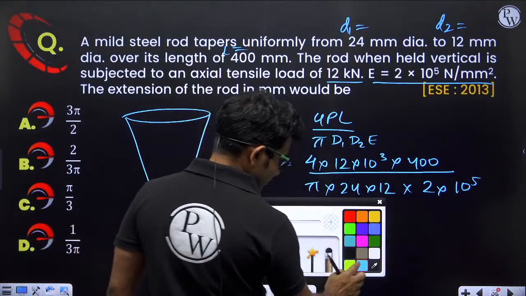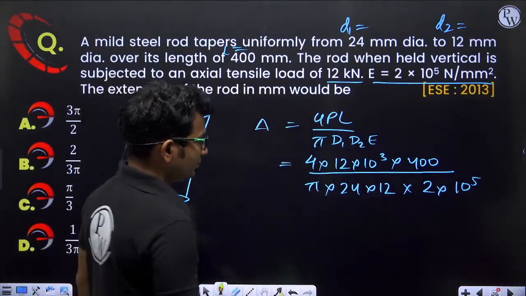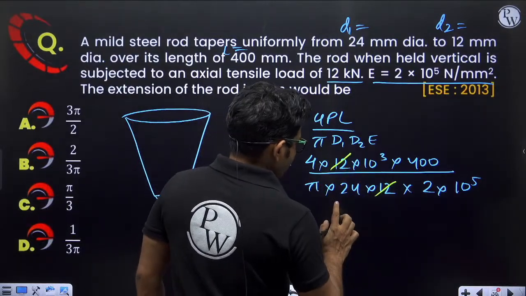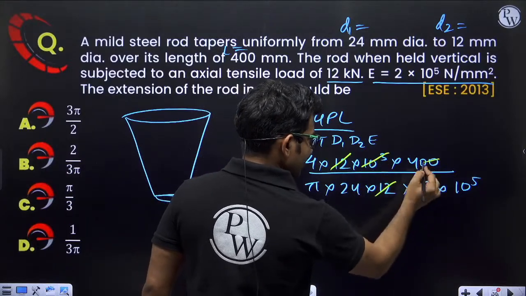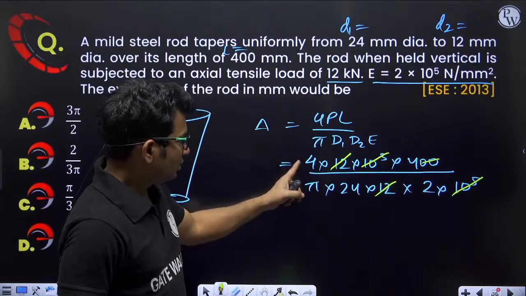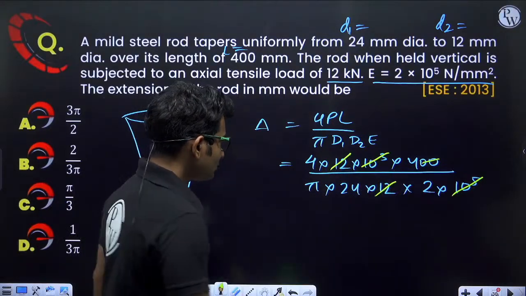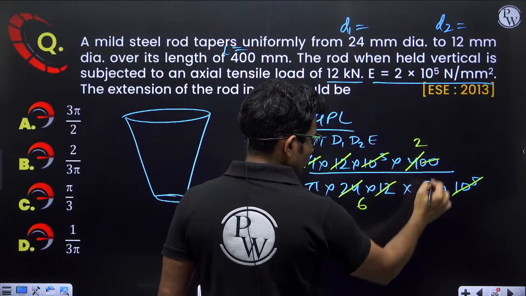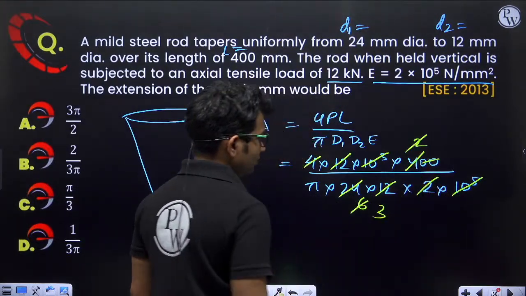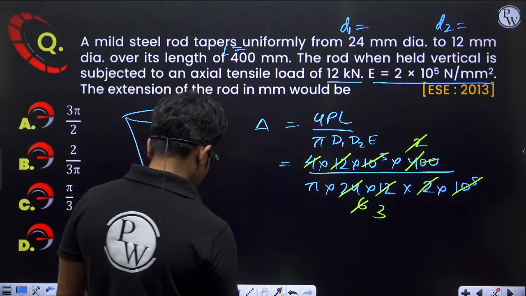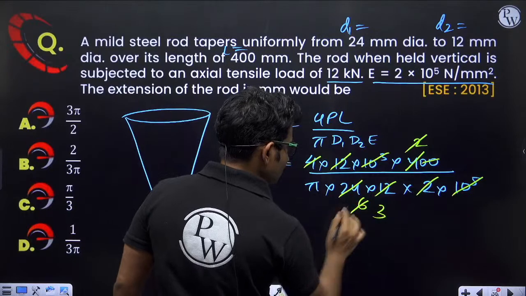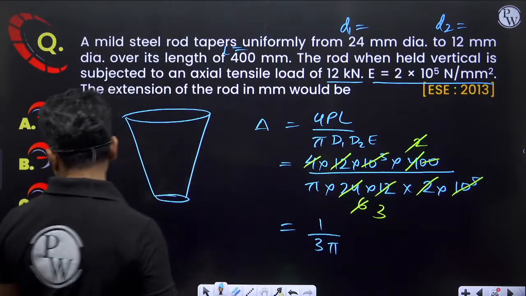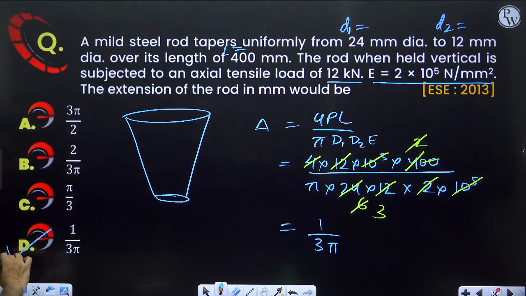Okay. So now let us see what are the terms that will be cancelled out. So 12 and 12 will cancel out. Here there are 5 zeros. 5 zeros cancel out. 4 into 4, 16. 4, 6 are 24. 4, 2, 2, 2, 3. Okay. So what is remaining? So we are left with 1 by 3 pi. So correct answer will be option D, 1 upon 3 pi.